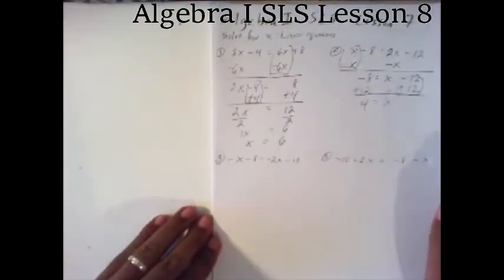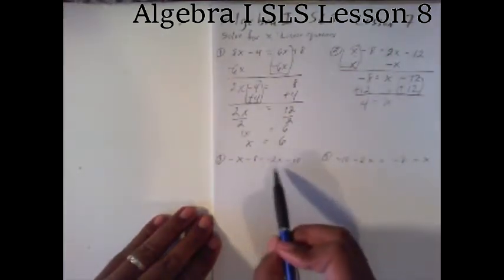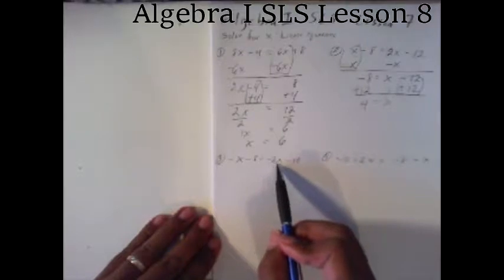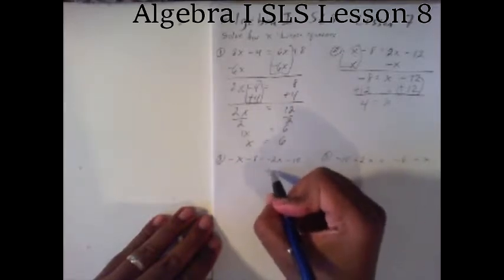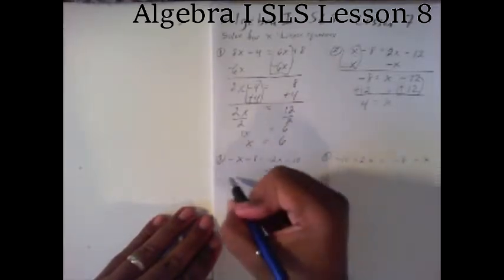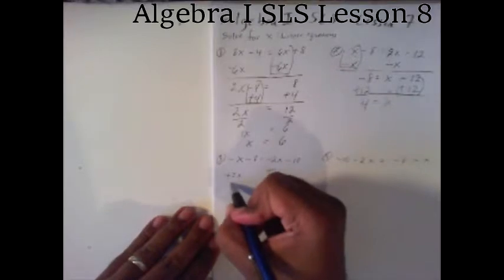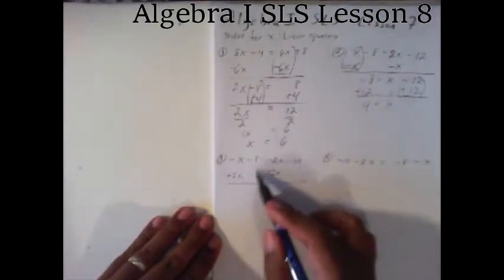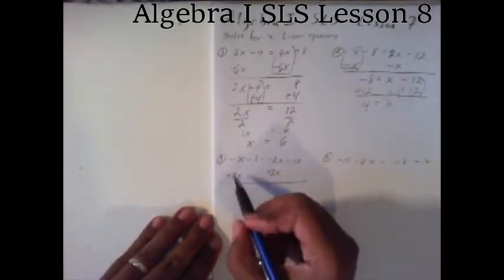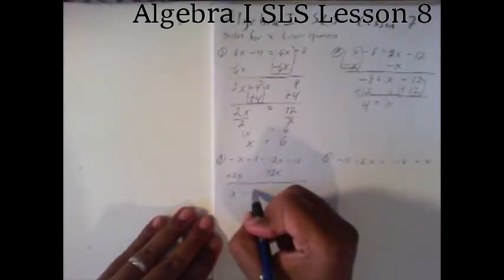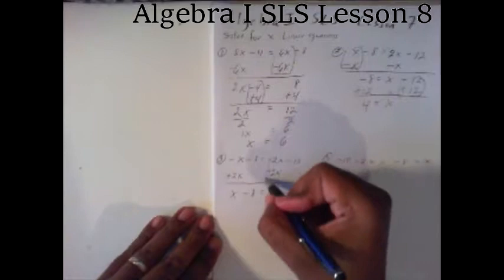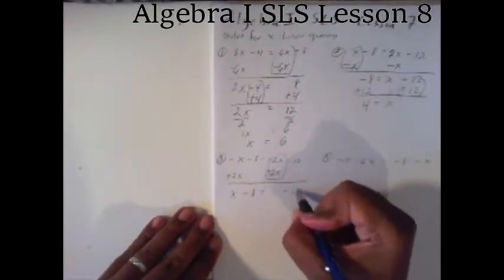Number 3. I have a negative x here and a negative 2x here. The negative 2x is the worst off. It's more negative than this one, so this is smaller. So we're going to get rid of the negative 2x. So we'll put plus 2x on this side and plus 2x on this side. So basically we're pulling all our x's to the left. Okay, negative x and positive 2x make positive 1x minus 8 equals, these cancel, and the negative 10 comes down.